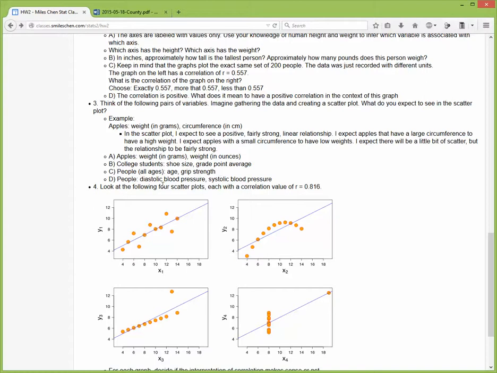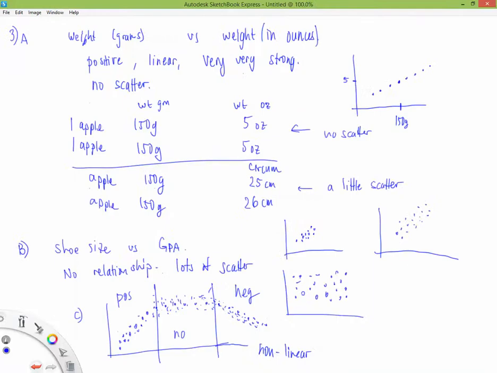So what do we expect to see here? A positive relationship, right? If the number on top is high, the number on the bottom is probably going to be high also, okay? If the number on top is low, the number on the bottom is low. And in fact, the number on the bottom can never be bigger than the number on the top. So we've got a positive relationship, and I would expect it to be fairly strong. So D is going to be positive, linear, strong.